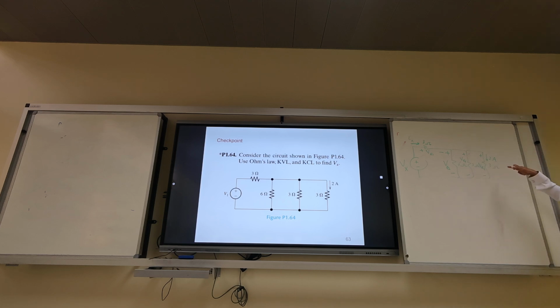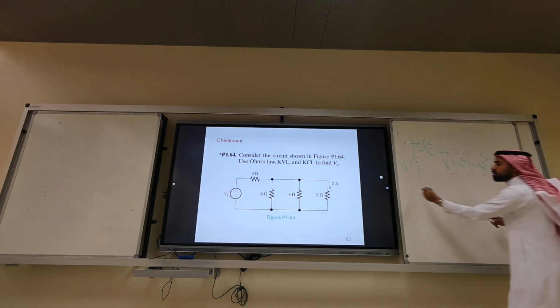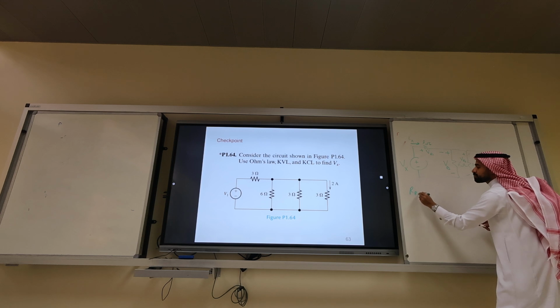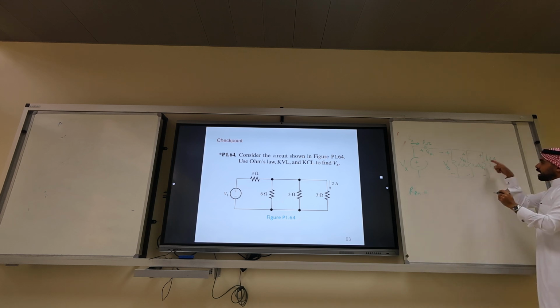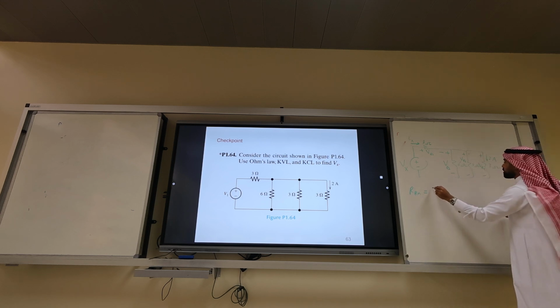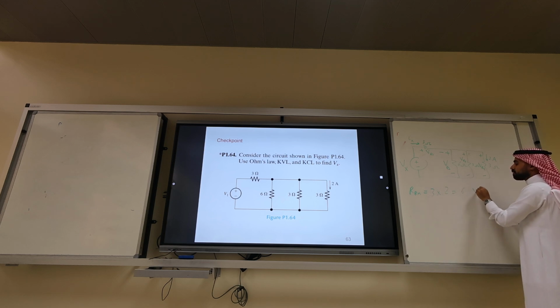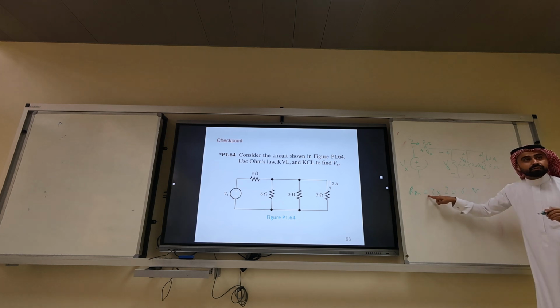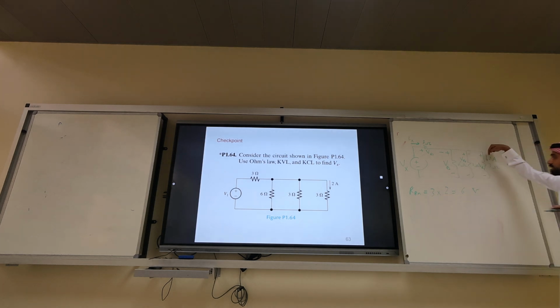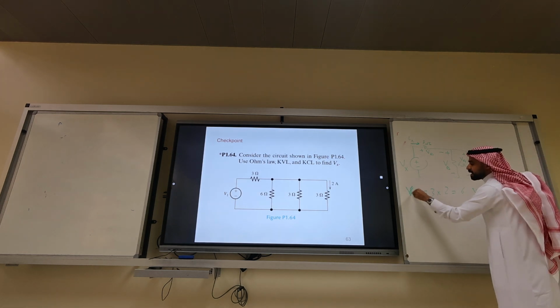VR4. Which one of the V's can I calculate? The last one, VR4. What is VR4? 6. 3 times 2, which is 6 volts. Do we put a negative? No, because it enters from the positive. There is no passive sign configuration.